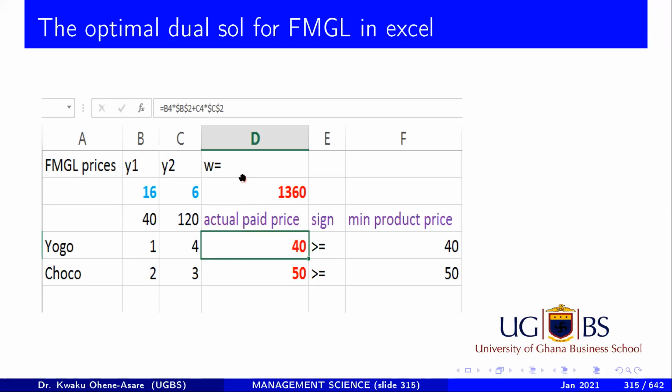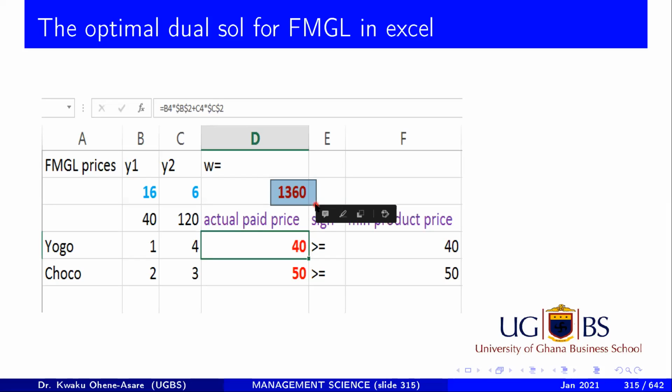Watch the result. You are still going to get the same value of 1360. Do you remember this was the Z value for the primal? Well, it's the same W value for the dual. Now, what does this mean? Well, remember the total definition we gave for the W. We said that the W becomes the total price you have to pay for using the resources. And if you're able to use the resources fully, the total price you pay is $1,360. And that is the same profit you are going to get if you were to fully utilize those resources.